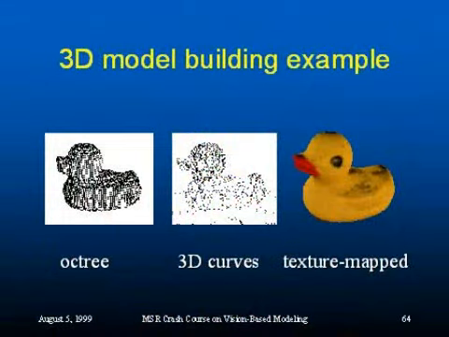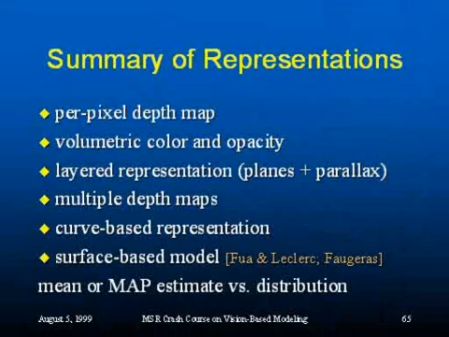So I showed this at the beginning just to show you a complete end-to-end system. We can combine the output of this kind of octree thing with 3D curves for better accuracy around the edges. Then we triangulate the model, and we paint color back onto it. So I think I'm wrapping up. Let me present to you a variety of ways of skinning this problem.